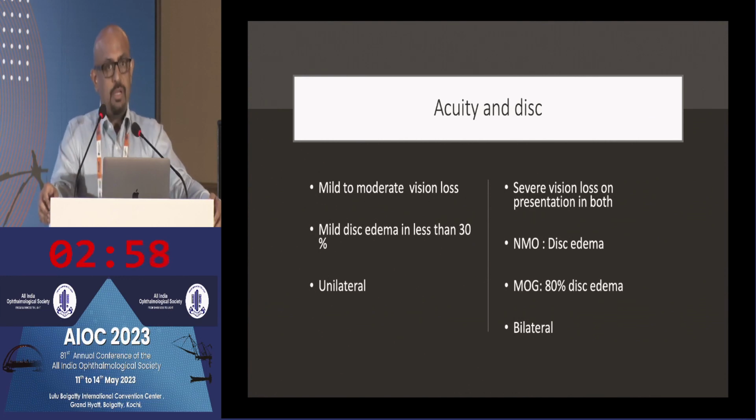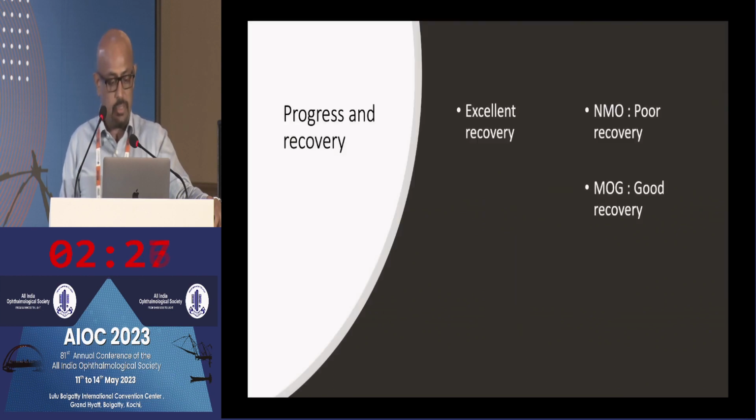What about visual acuity and disc? What's the difference between so-called typical optic neuritis and an antibody-mediated optic neuritis? The typical optic neuritis generally would have mild to moderate visual deterioration on presentation, while both NMO and MOG-mediated optic neuritis would have a severe vision loss. They also exhibit more disc edema than somebody who has a typical optic neuritis. And MOG is much more likely to be bilateral on presentation than either NMO or a typical optic neuritis.